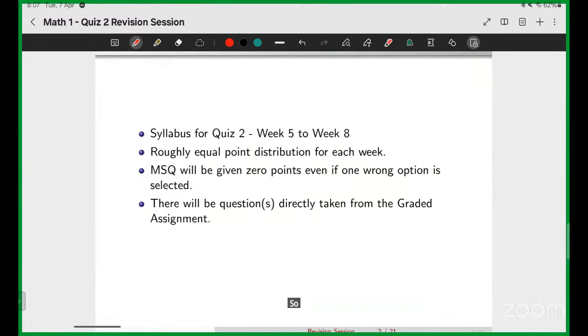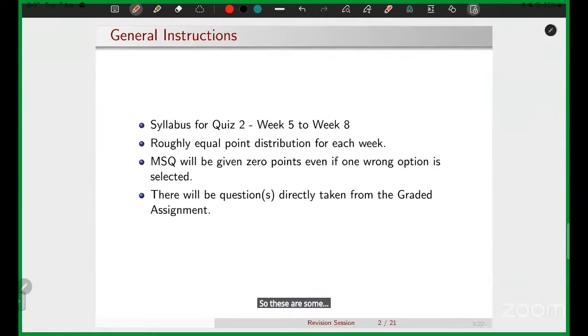So these are some general things. As you might already know, the syllabus is week 5 to week 8 for the upcoming quiz. Roughly equal distribution, there's no preference for any week over the other. Note that there will be direct GA questions. That is a policy change that has happened this term.